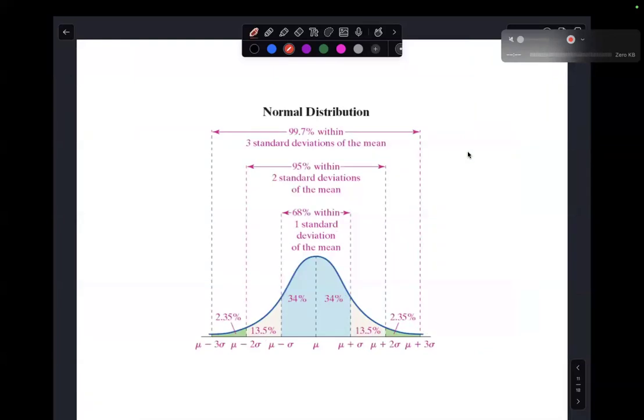Here's our lovely empirical rule. I'm just going to let it sit here and we're going to marvel at its beauty for just a moment. Just marvel at how lovely it is.